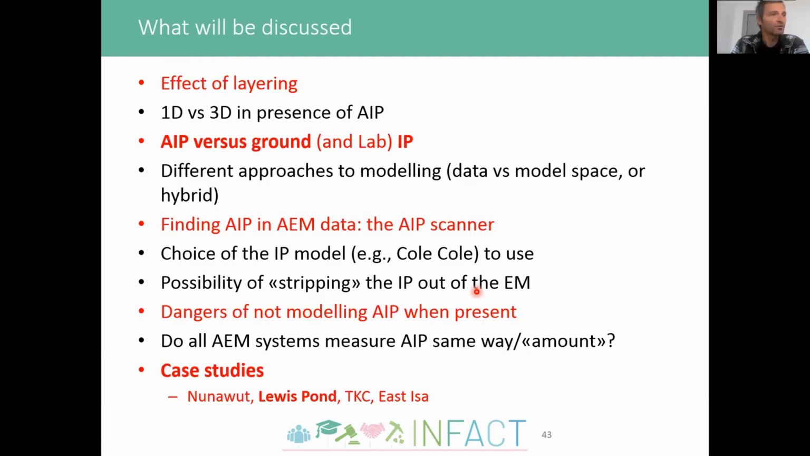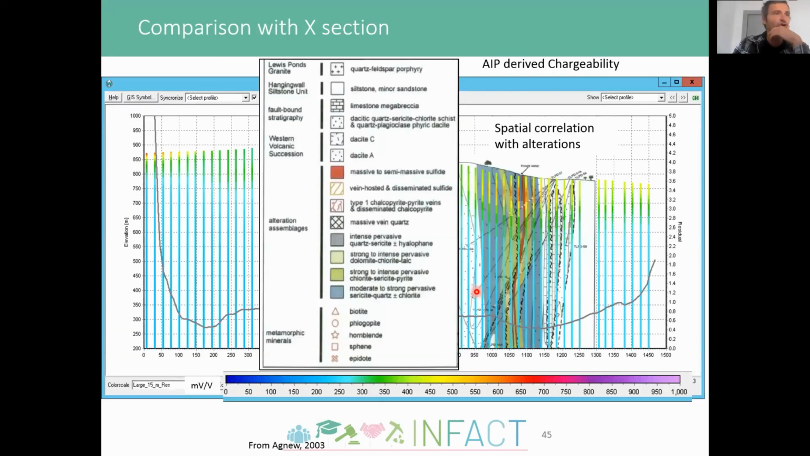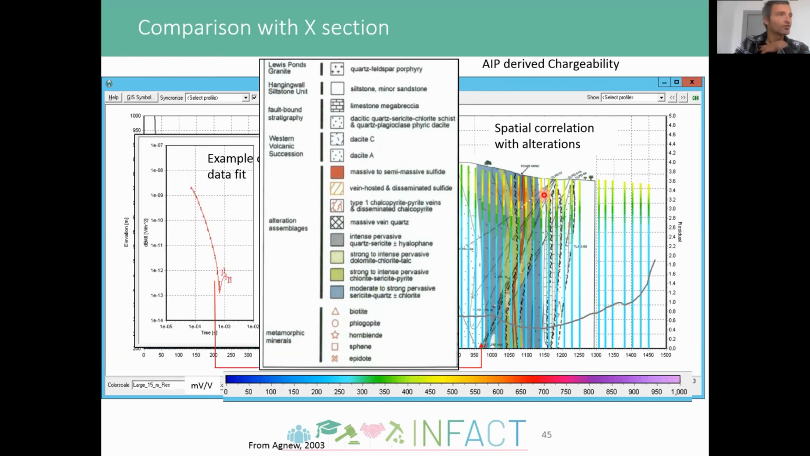Okay, another example from Australia you may be familiar with. This is Lewis Ponds in the Lachlan Belt. The reason I bring this one is that I've got a nice geological cross-section and ground IP models to compare it against. I'll just show this section here. In the background you have geology, some drilling, and this is mineralization here. These gray and green areas are areas of alteration, different types of alterations. In the foreground you have the airborne EM-based chargeability model, and you have a halo here of increased chargeability that does correlate spatially with alterations. This is how we fit the data.